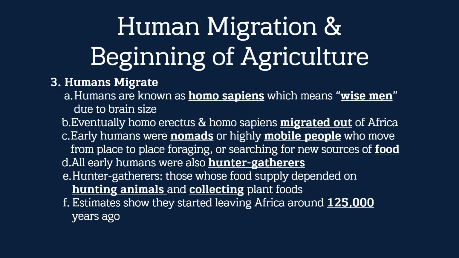Hunter-gatherers are those whose food supply depends on hunting animals and collecting or gathering plant foods. And estimates show that they started leaving Africa between 1.2 million years ago and 125,000 years ago, with more of an emphasis on the latter.